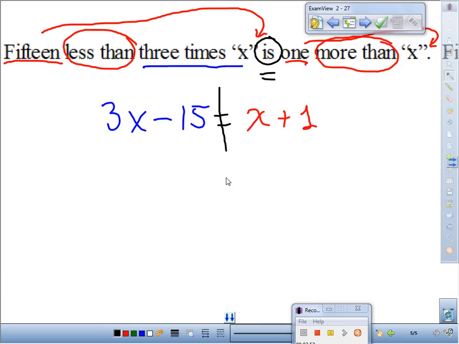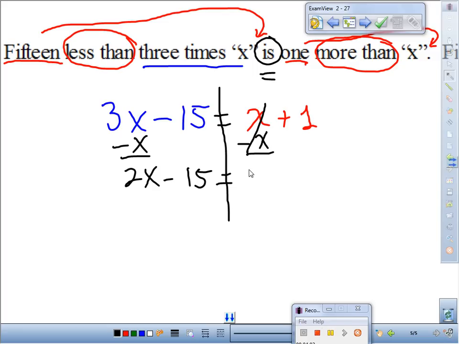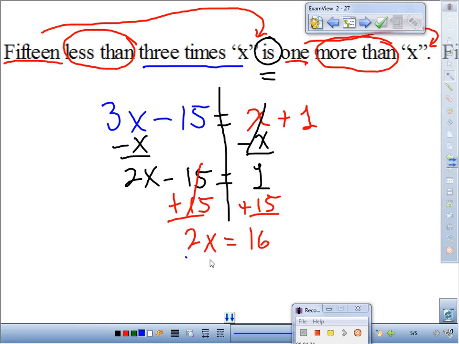Okay. So now, do we know how to solve these? Yes. Where do we start? Subtract the x, subtract the x. We need to isolate the variable. This cancels. We're left with 2x minus 15 equals 1. What do I do? Plus 15, plus 15. We got 2x equals 16. And then at the end, divide by 2, x equals 8. Did we answer the question? Yes. It says find the number. Did we find the number? Yes. Okay. Go to the next one.